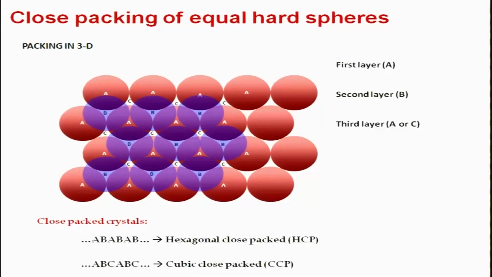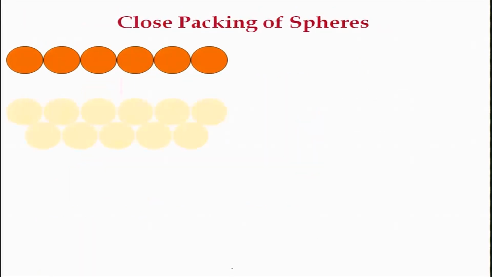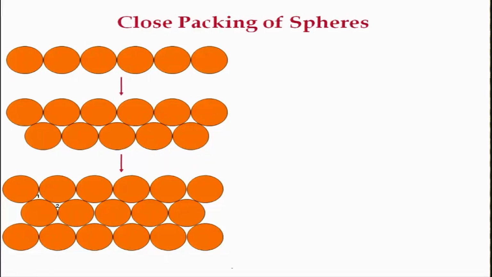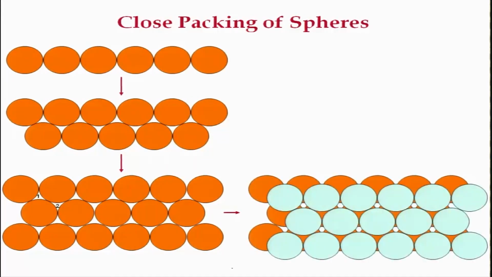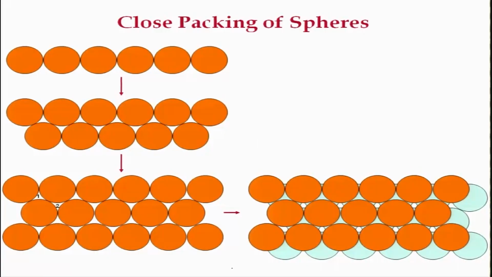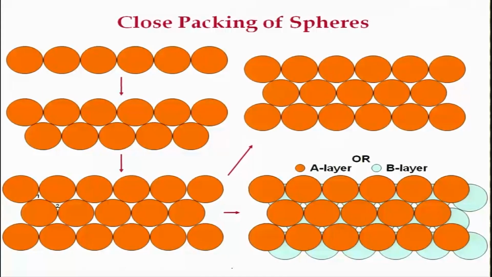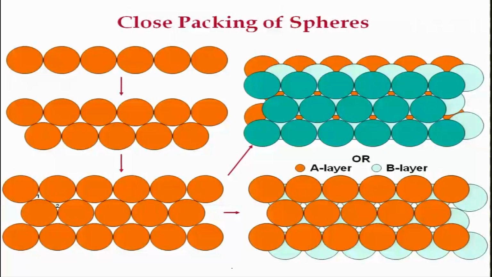If it is AB, AB, AB, then it makes a hexagonal close packed structure, and if it is ABC, ABC, ABC, it will make a cubic close packed structure, which turns out to be the face centered cubic lattice. So, this is how you will have packing: first layer, second layer, third layer. This is ABC, ABC kind of packing.